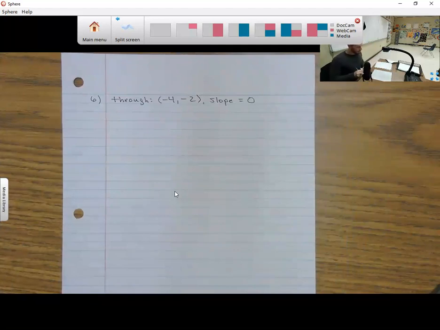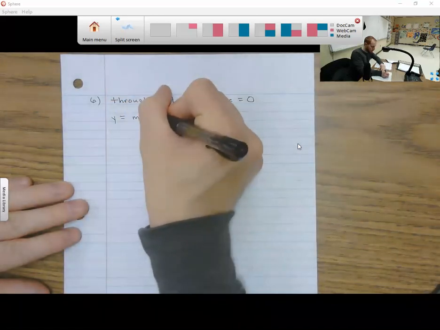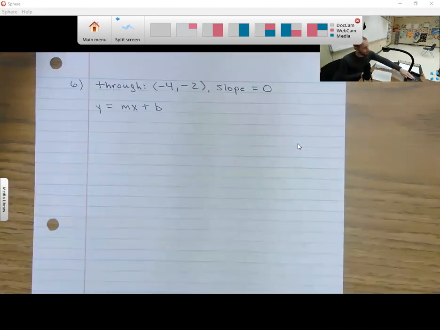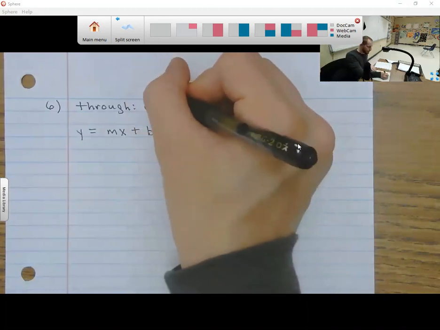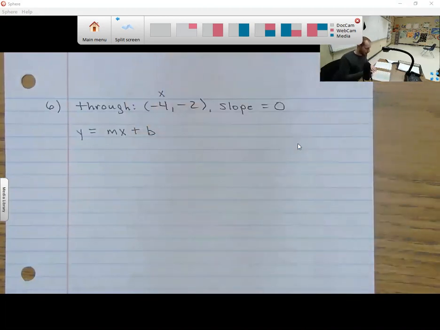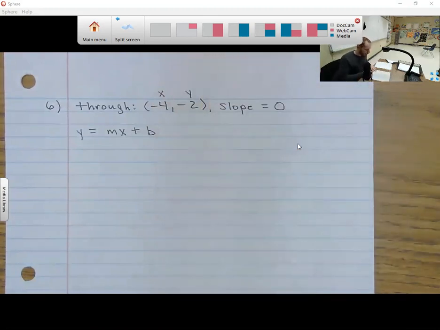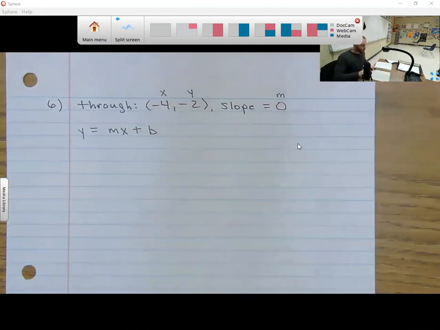All right, so while you're thinking about that, I'm going to write out the slope-intercept form for the line. The slope-intercept form is going to be y equals mx plus b, as always. So I know what my x is going to be. My x is going to be negative 4. I know what my y is going to be. It's going to be negative 2. And my m is always the slope. That's going to be 0 this time. So I know for a fact that m is going to be 0, right?